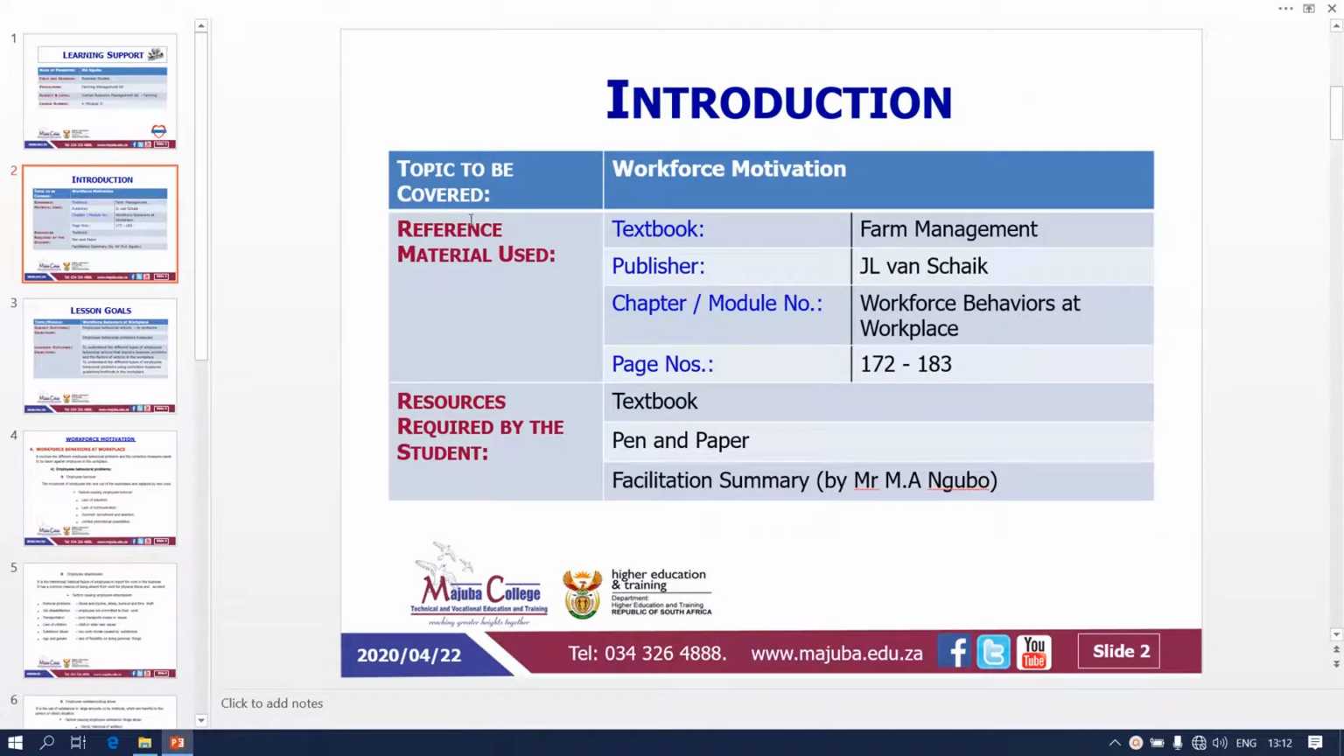Right, we are dealing with the same topic, which is topic number 3. Please bring your textbook, Farm Management. The publisher is J.L. van Schaik. We are doing module number 4, which is workforce behaviors at workplace, pages 172 to 183. So please bring the textbook, pen and paper, together with the facilitation summary by Mr. Ngubo.